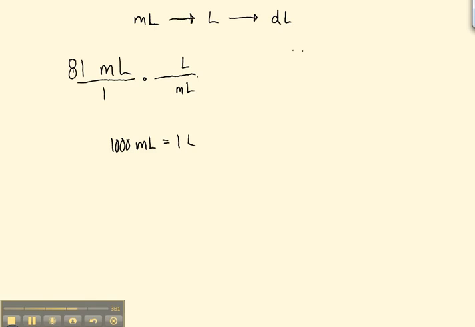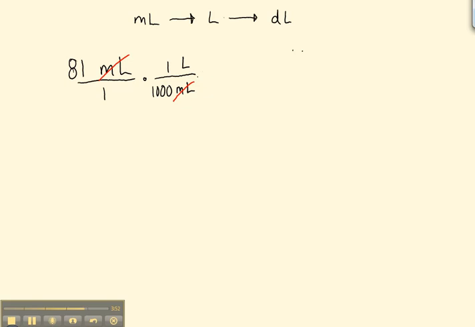Okay, and I know that 1,000 milliliters is 1 liter. So I put those numbers there exactly like that. So 1,000 milliliters is the same as 1 liter. And now if I want to start crossing out units, I can do it at the end or I can do it right now. Okay, but milliliters crosses out with milliliters. And so by dividing 81 by 1,000, I get my answer in liters.